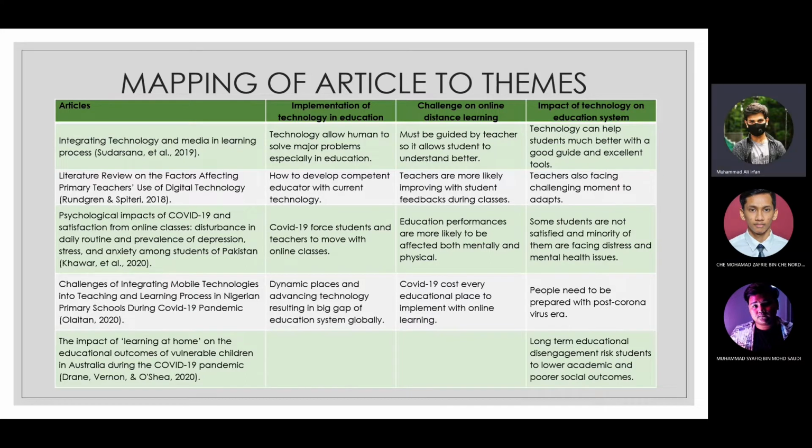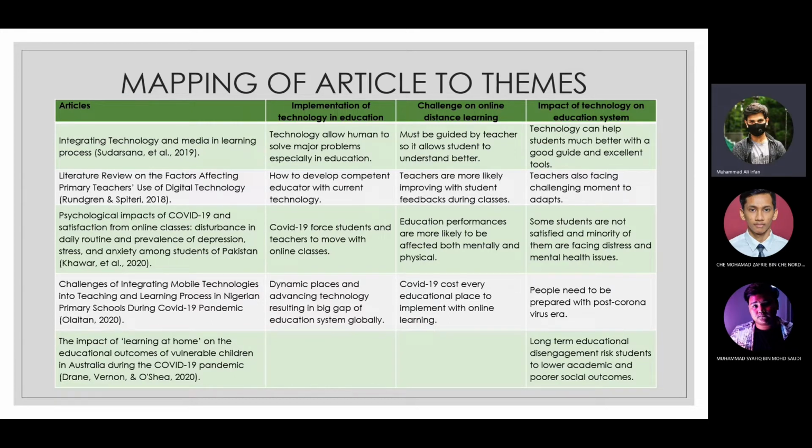Literature reviews on the factors affecting primary teachers using digital technology, psychological impacts of COVID-19 and satisfaction from online classes, disruption in the daily routine, and the prevention of depression, stress and anxiety among students of Pakistan. Also, challenges of integrating mobile technologies into teaching and learning progress in Nigerian primary schools. Also, the impact of learning at home on the educational outcomes of vulnerable children in Australia.